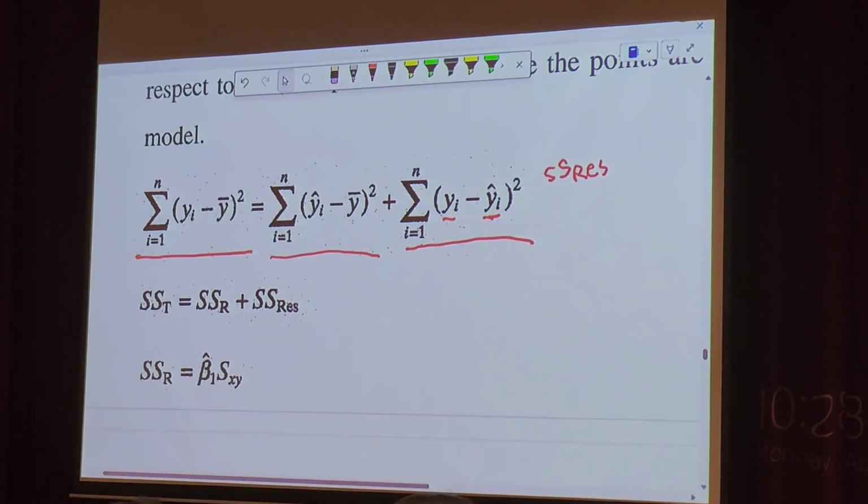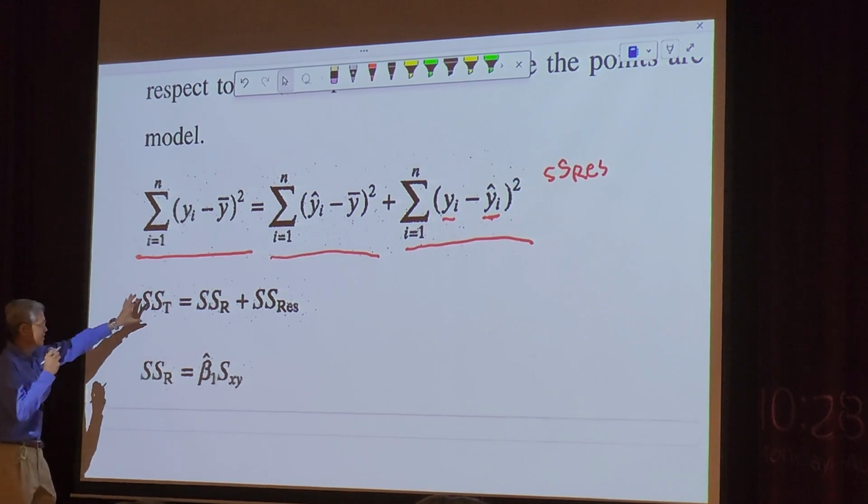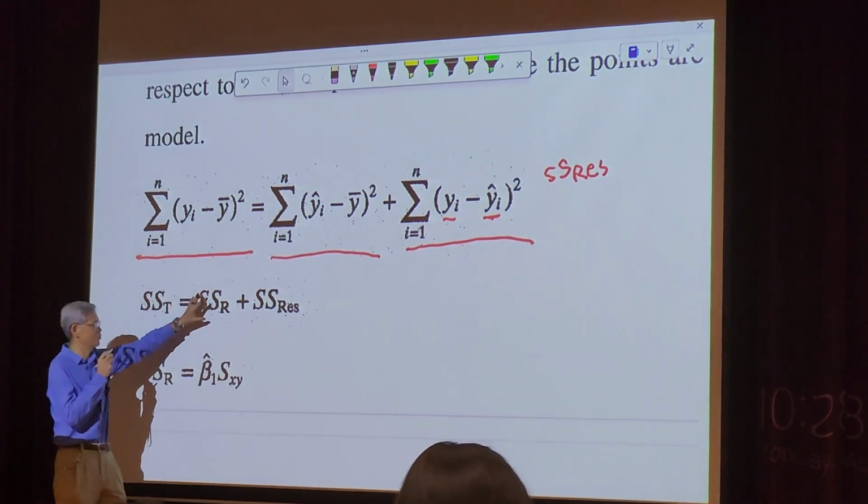Okay, so now, in the process of trying to understand the variation in Y, we are able to decompose the total variation into two variations.